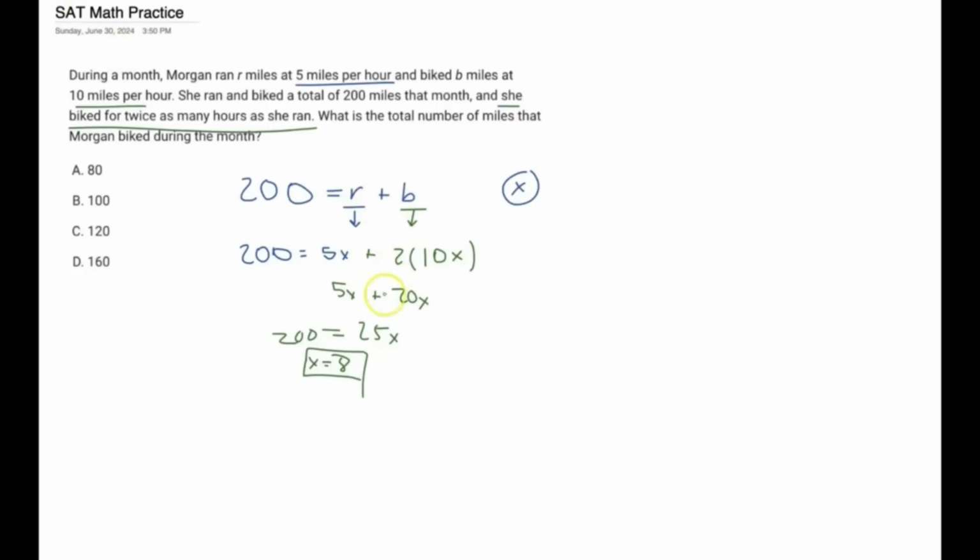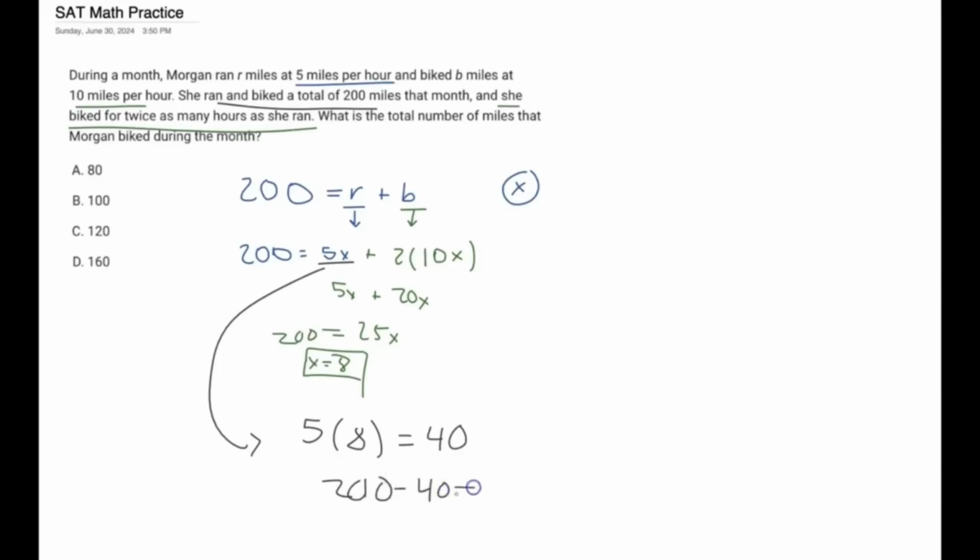Now, why? Well, because we can plug this back into the 5x here. So we know that she runs 5 miles per hour. So if she's doing the activity for 8 hours, that's 5 times 8. So that's 40 miles. And we know in total, she ran and biked a total of 200 miles. And so 200 minus 40 is 160 miles. And so that is our final answer.